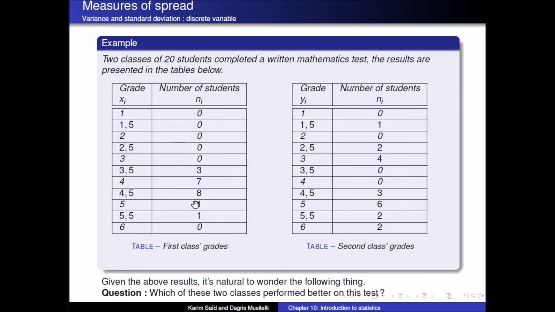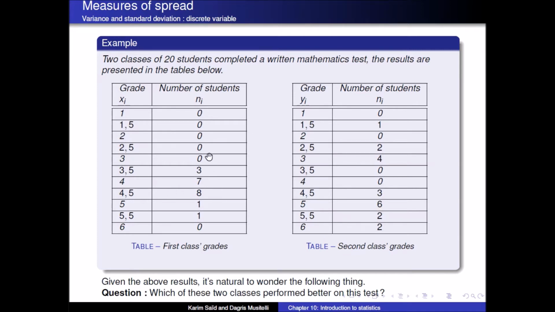For example, the first class had the following results. 3 people made a 3.5, 7 people made 4, 8 people 4.5, 1 person 5, and 1 person 5.5. The second class did slightly differently, because 1 person made a 1.5, 2 people 2.5, 4 people 3, and then 3 people 4.5, 6 people had 5, and 2 made 5.5, and 2 people made 6.